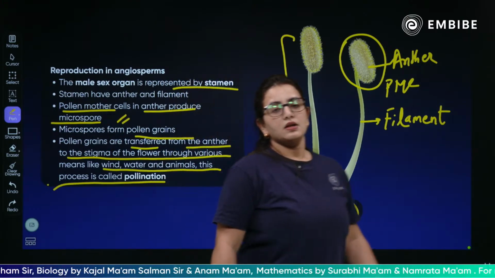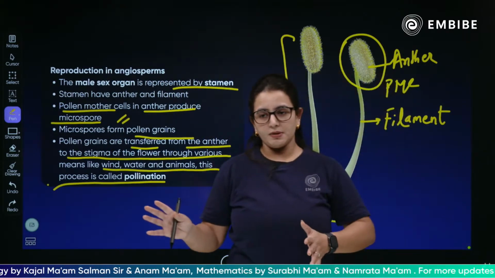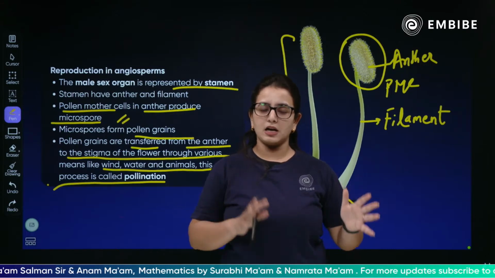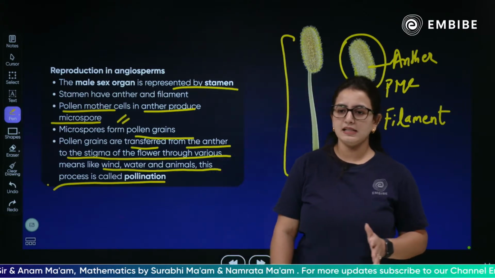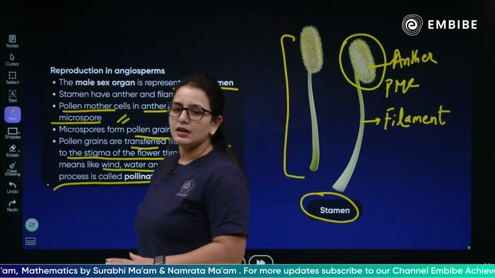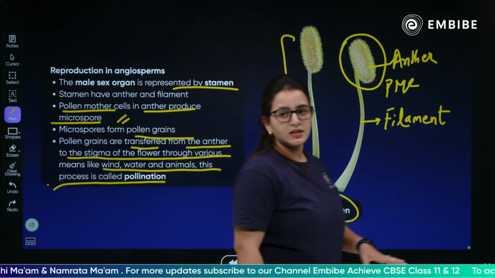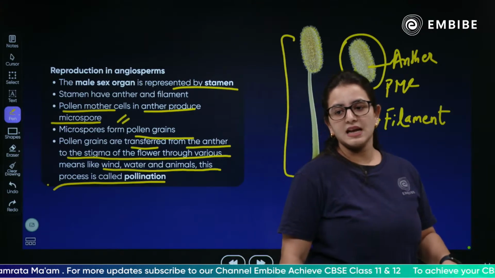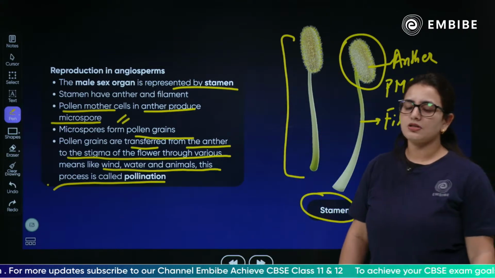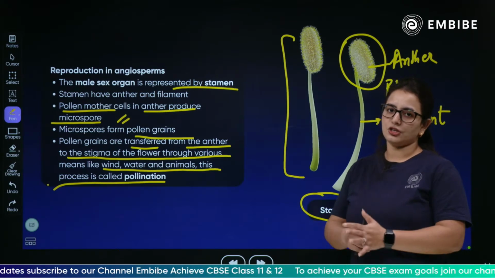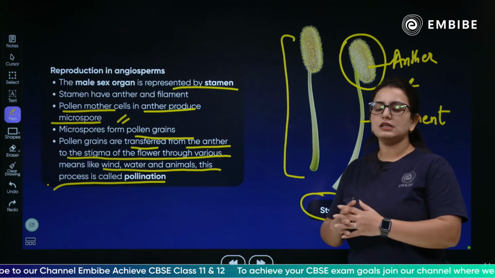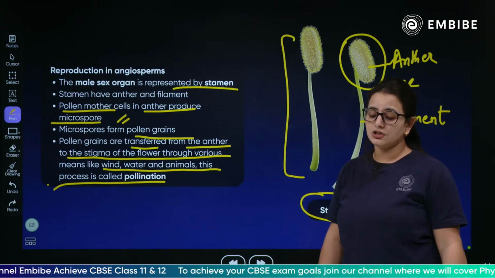Okay. Male gametophyte, female gametophyte. We have discussed the megaspore mother cell and the microspore mother cells. Children, pollen grains are transferred from the anther to the stigma through pollinating agents, through various means like wind, water, animals, and the process is called pollination. Clear? So this is about reproduction in angiosperms.